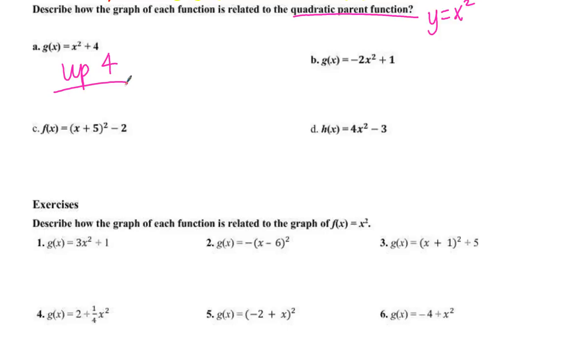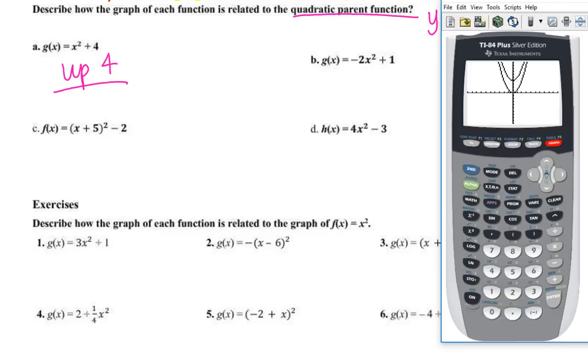So B, let's do that one. And we're just going to do it in the calculator. So y equals, I have the x squared already. So I'm going to type in the new one, negative 2x squared plus 1. Do that with me. Go to your calculator, go to y equals, type it in. And then we graph it. This is my original. And this is my new guy.